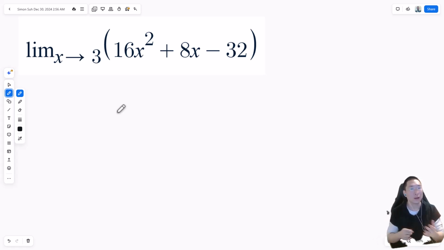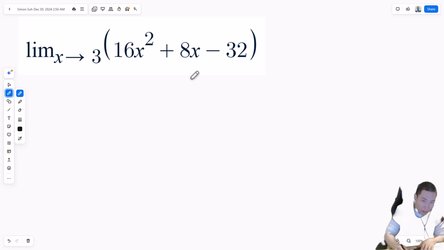We're going to go over a fairly easy limits question: as x approaches 3 of 16x squared plus 8x minus 32. It's pretty easy to do. This is probably a medium level exam question that we'll go over. We're going to use three main limit laws: the constant law, the summation law, and the difference law. So with these laws, we're going to solve this question. Let's get right into it.